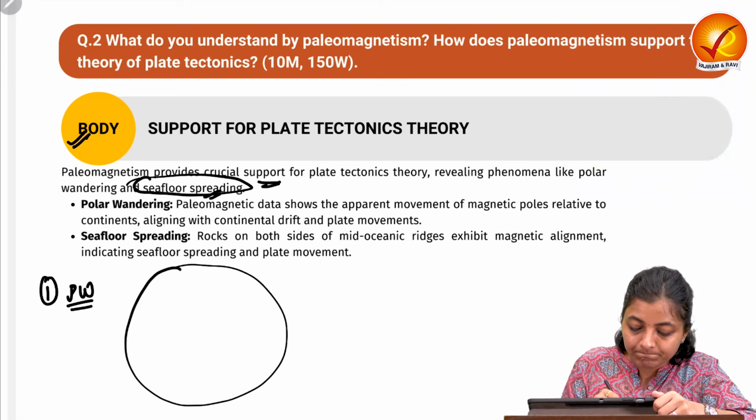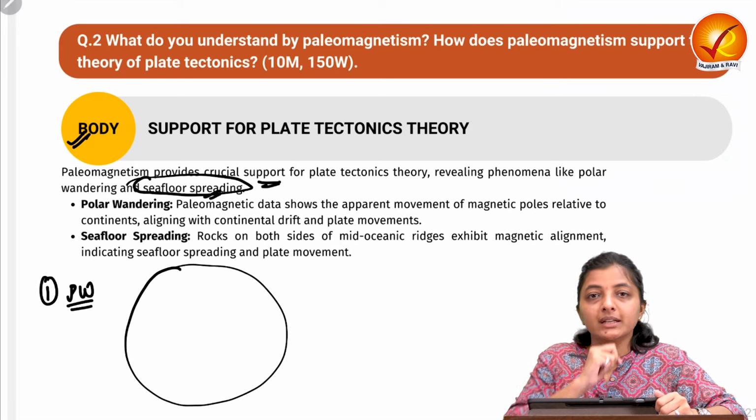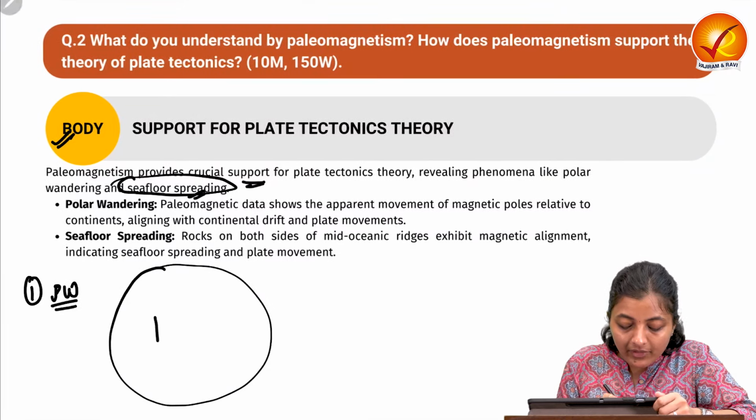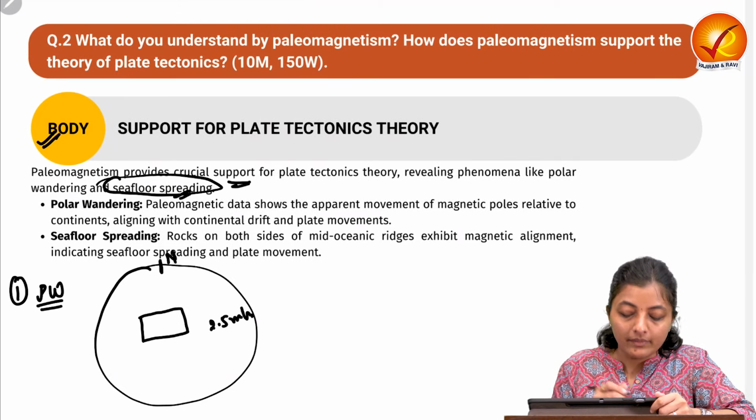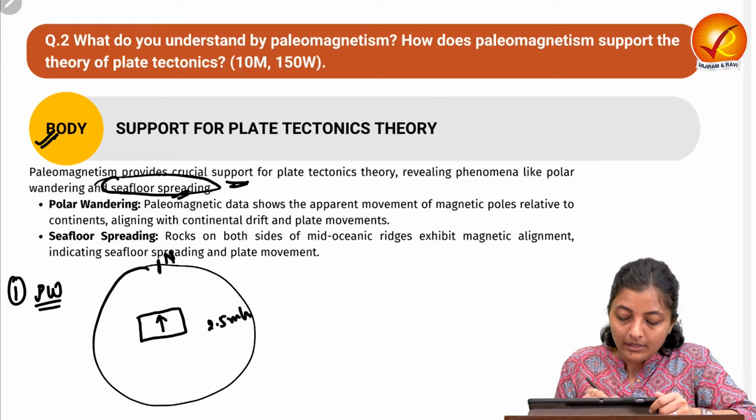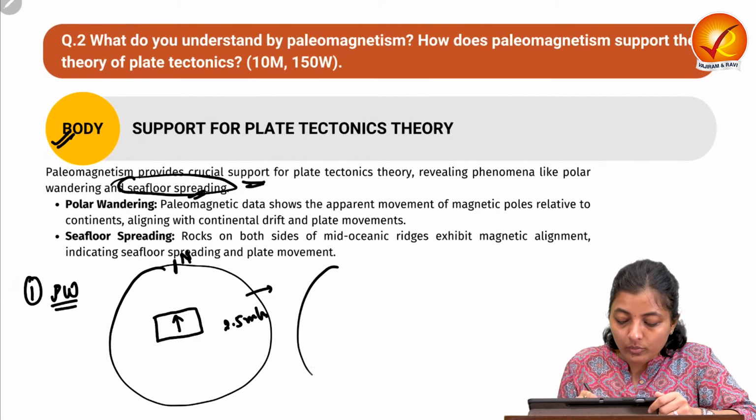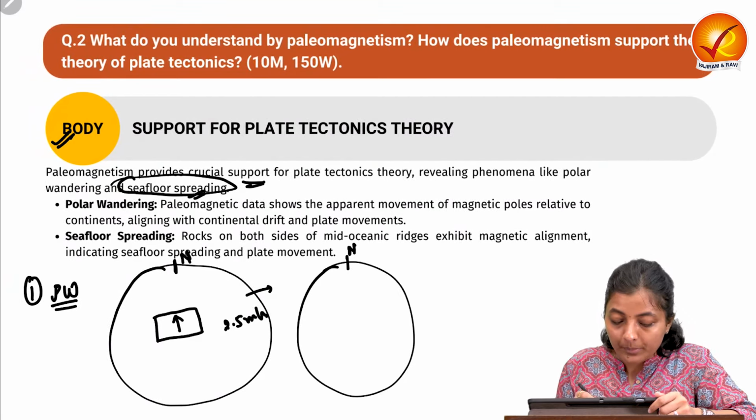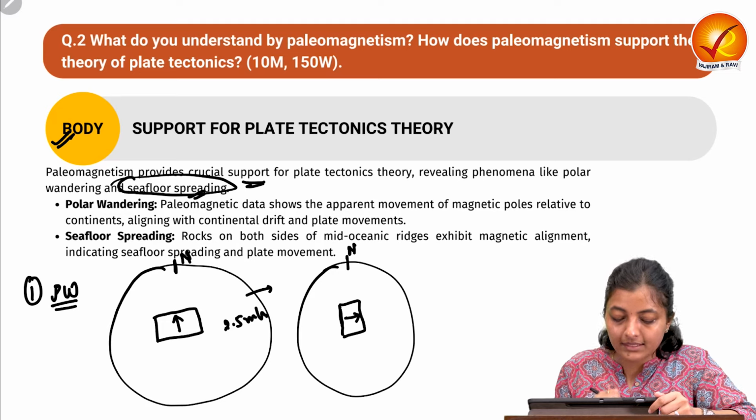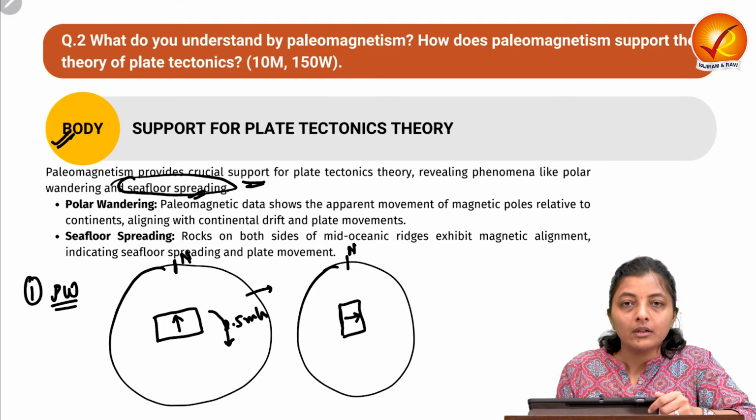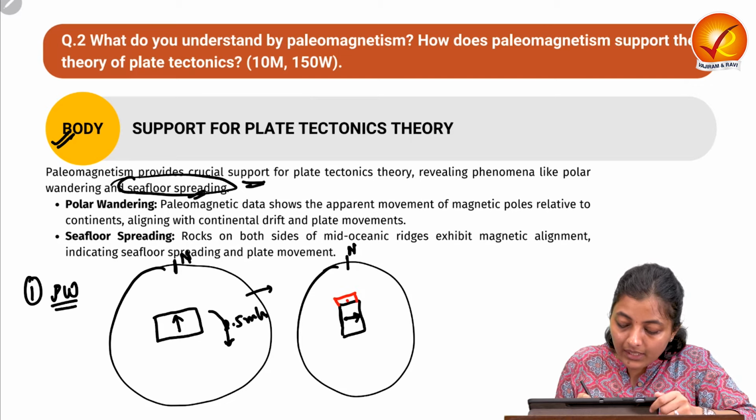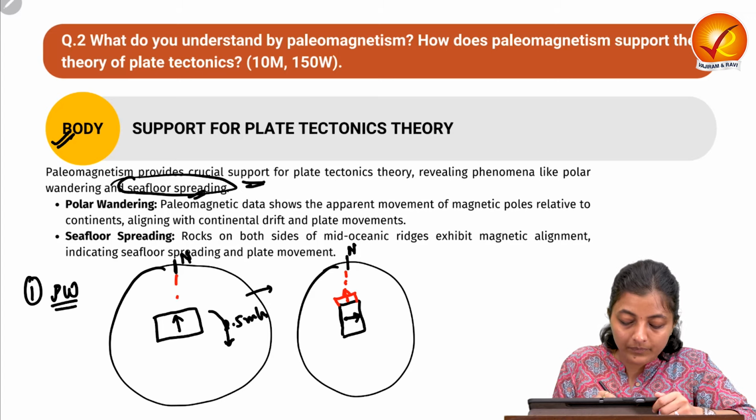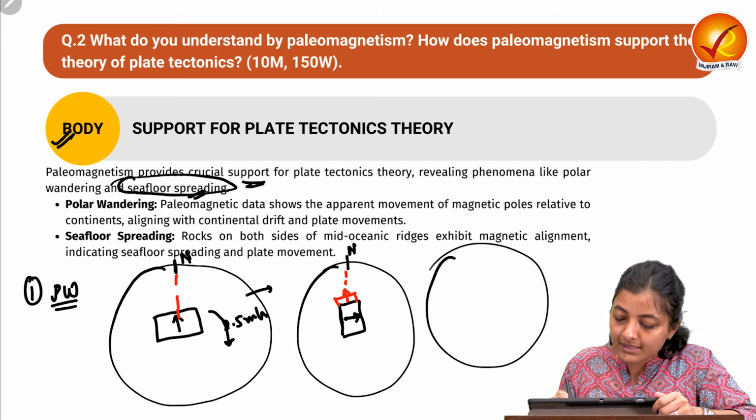Now let's understand. Earlier we saw that North Pole has wandered. Now what we are seeing is that one rock was formed 2.5 million years ago and the North Pole is constant. They have attained the property like this. Now after some time, like 2 million years ago, North Pole is still over here, but the rock has shifted from this to this. Now this is the direction. They have shifted in a clockwise direction from here to here. Now the new rock that has been formed is getting the properties again toward the North Pole. This is also North Pole. With time again this has shifted.